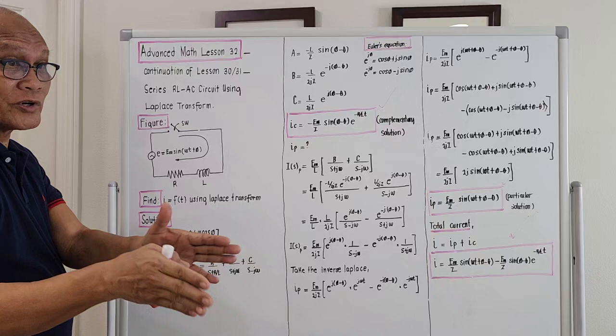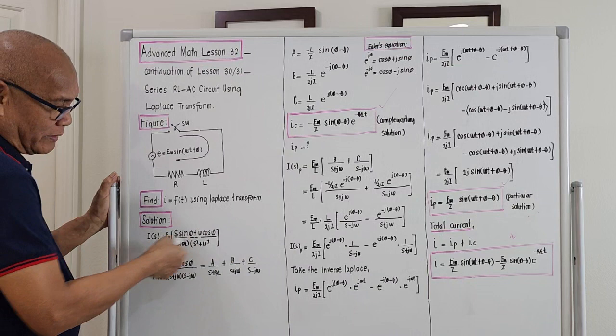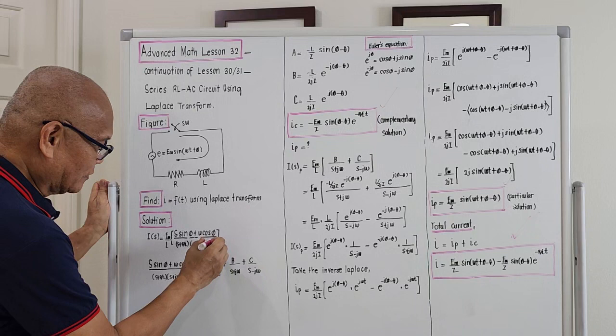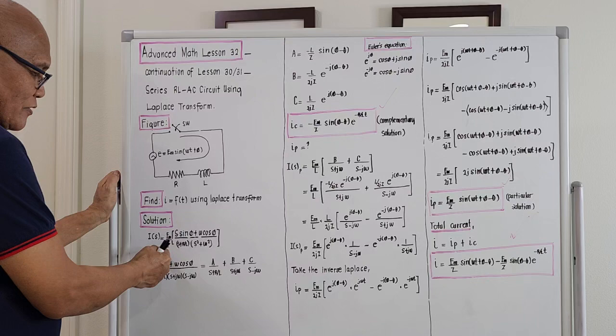E sub m over L, S sine of angle p plus omega cosine of angle p, all over the quantity S plus the ratio R over L times the quantity the square of S plus the square of omega. Or this should be close quantity. Sorry for that one. This is close quantity. This is actually capital I as a function of S.